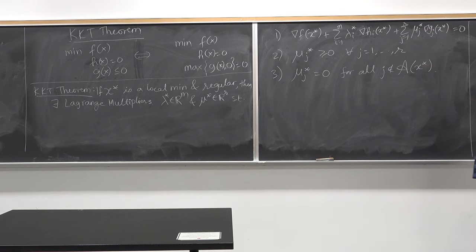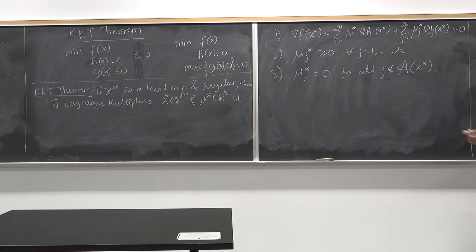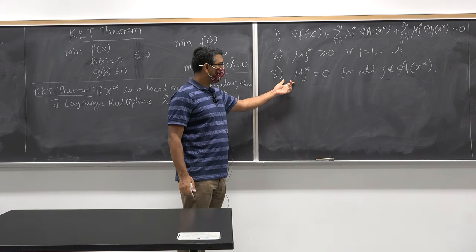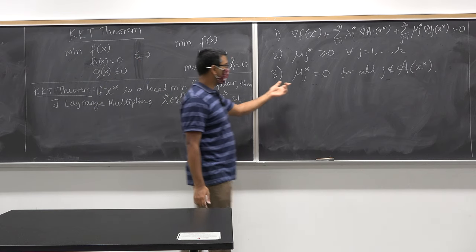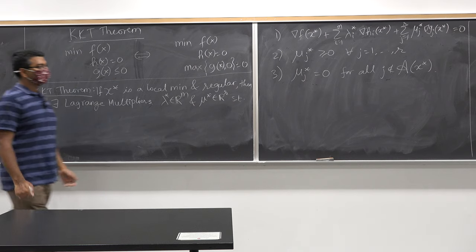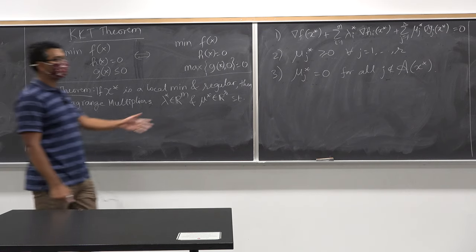And the third condition says that if you look at all the constraints that are inactive, so j not in A of x star, where A of x star is the set of active constraints at x star, I'm looking at all the constraints that are not active, then the corresponding Lagrange multiplier has to be equal to 0. It has to be equal to 0. There's no other way. And that's a very important point, which I will touch upon in Monday's class, why this is important, but remember that for all the constraints that are not active at x star, the corresponding Lagrange multiplier will be equal to zero. Any questions so far on these three conditions?